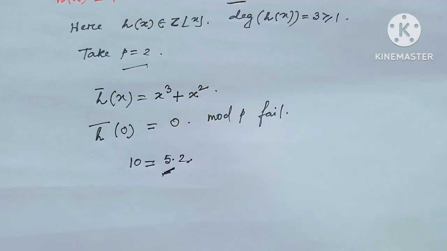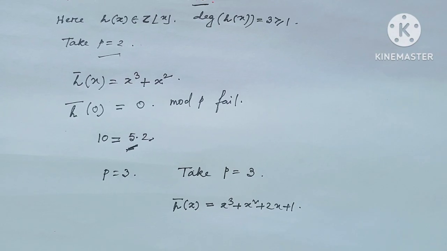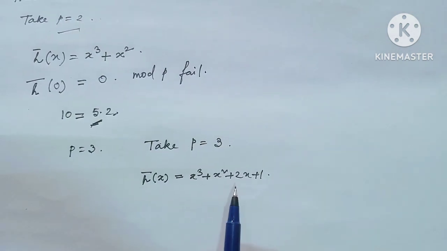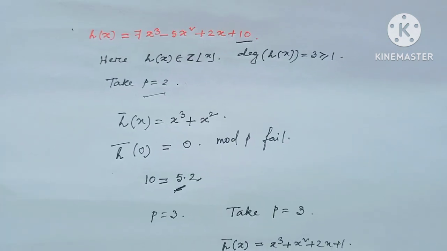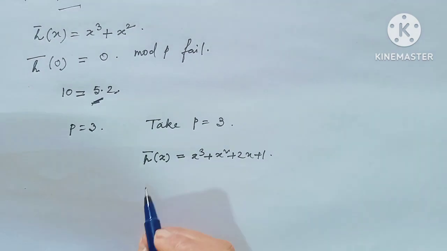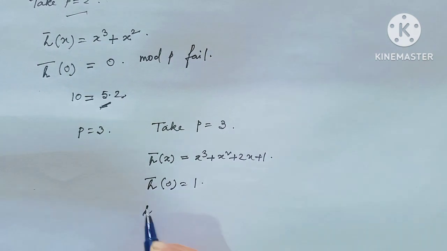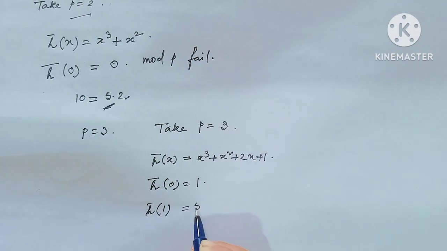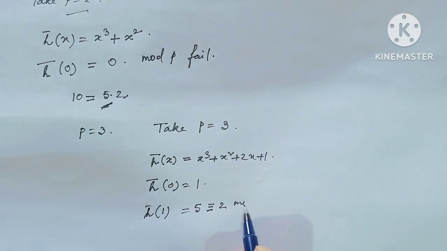If we consider p equal to 3, then h bar(x) would be x cube plus x square plus 2x plus 1. Notice here the degree of h bar and the degree of h are the same, so we can apply the mod p irreducibility test. Notice h bar(0) equals 1 and h bar(1) equals 5, which is congruent to 2 in mod 3.